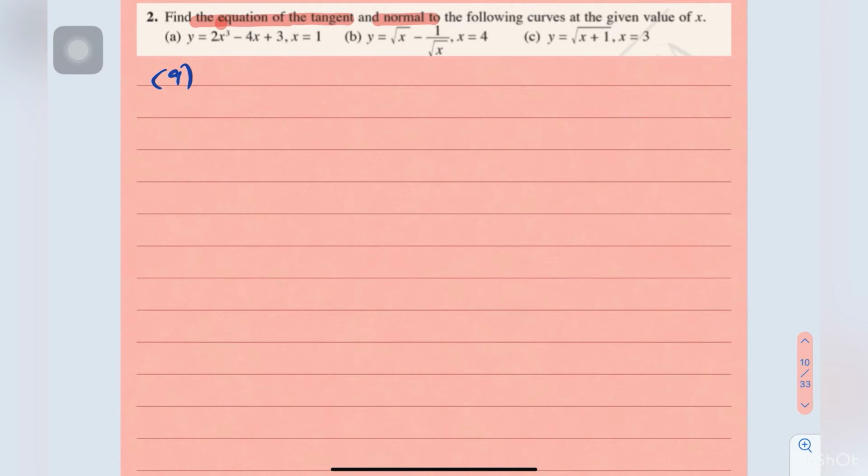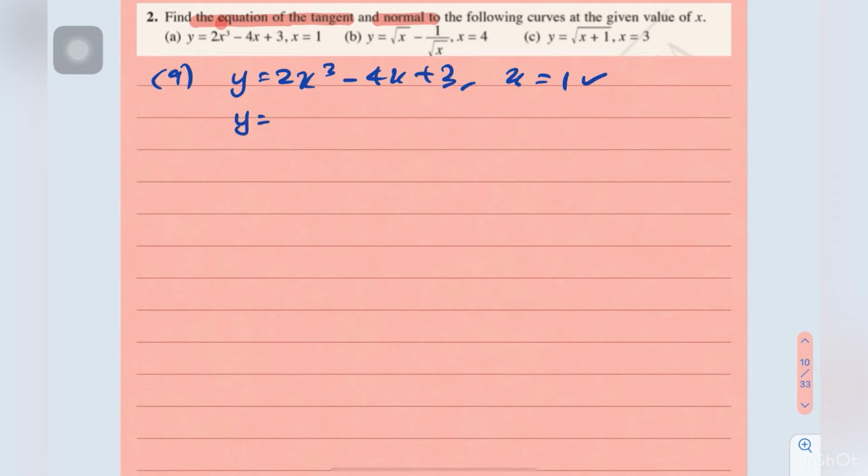Okay, in this situation, we have y equals to 2x cubed minus 4x plus 3 when x equals to 1. Given only the coordinate x, so we have to find the coordinate y first. We just substitute: y equals 2 times 1 cubed minus 4 times 1 plus 3. So 2 minus 4 is negative 2, plus 3, so 1. So here we have coordinate (1, 1).